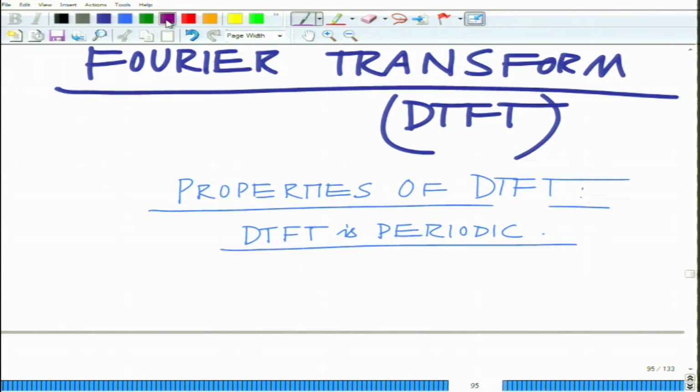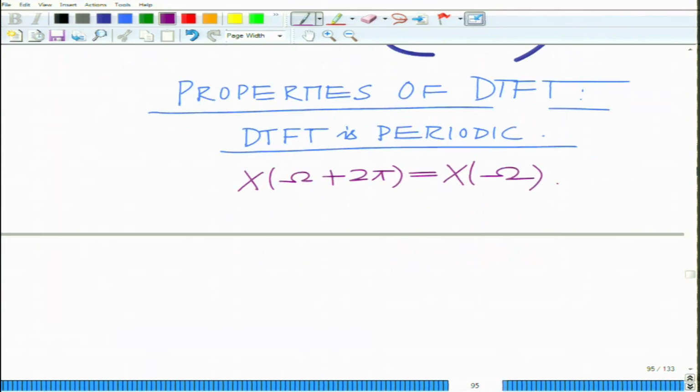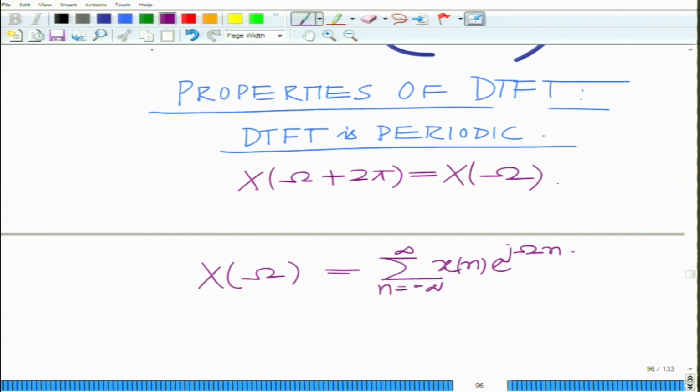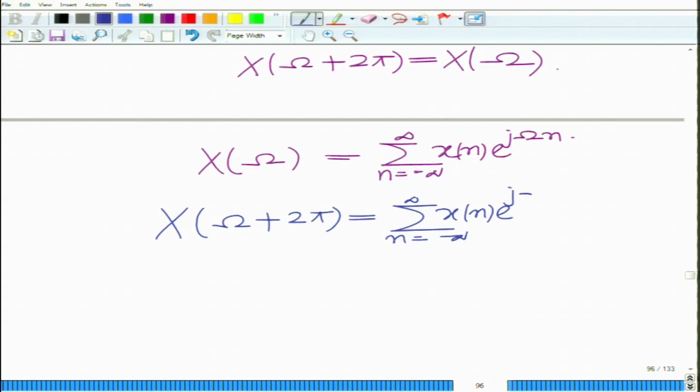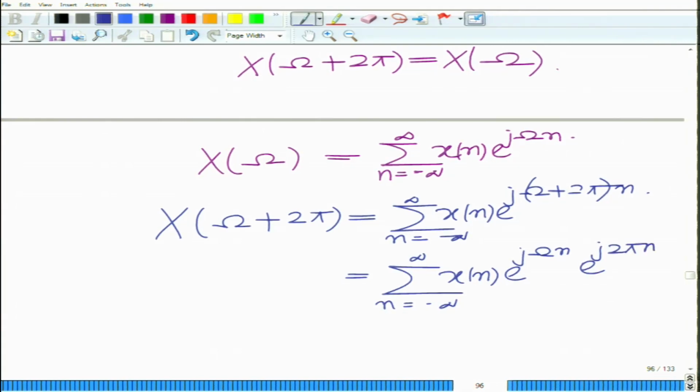So, if you look at X of omega plus 2 pi, this is equal to X of omega. This can be seen as follows: X of omega equals summation n equals minus infinity to infinity x[n] e raised to minus j omega n, and X of omega plus 2 pi is the sum over n of x[n] e raised to minus j (omega plus 2 pi) n, which is the sum of x[n] e raised to minus j omega n times e raised to minus j 2 pi n.